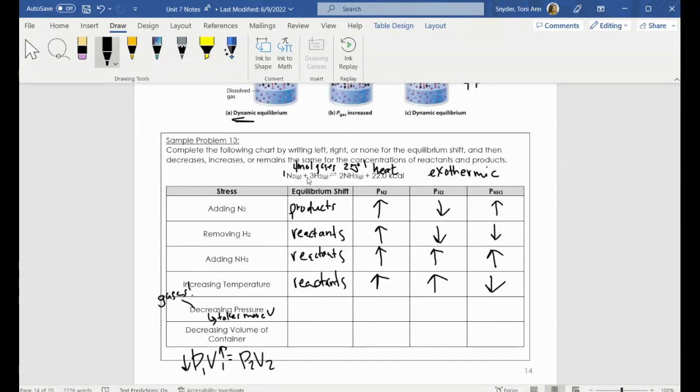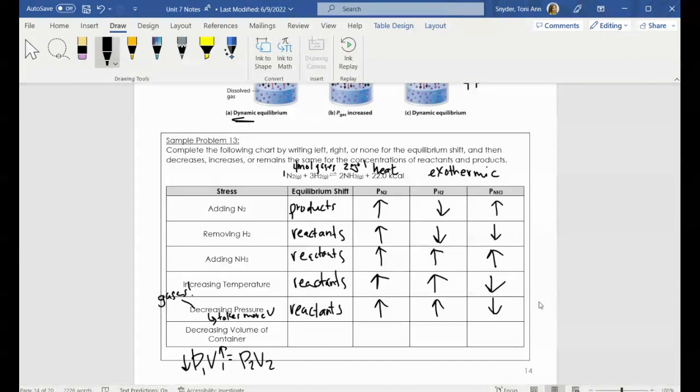So in this case, again, because you have 4 moles of gases on your reactant side and 2 moles on your product side, the side that's favored is the one with more particles of gases. So again, we're going to favor the reactants here. So therefore, my concentration of both of these are going to go up, and my concentration of ammonia is going to go down.